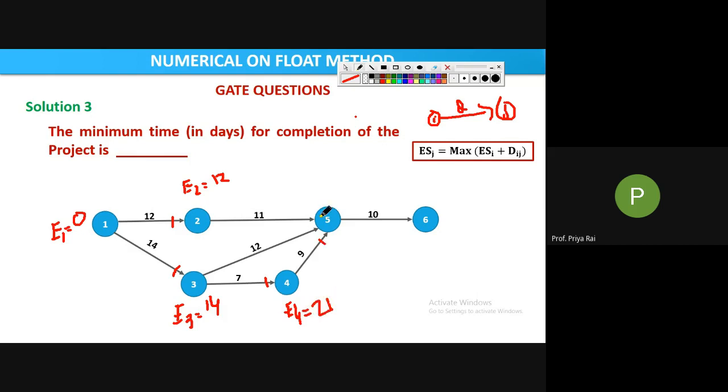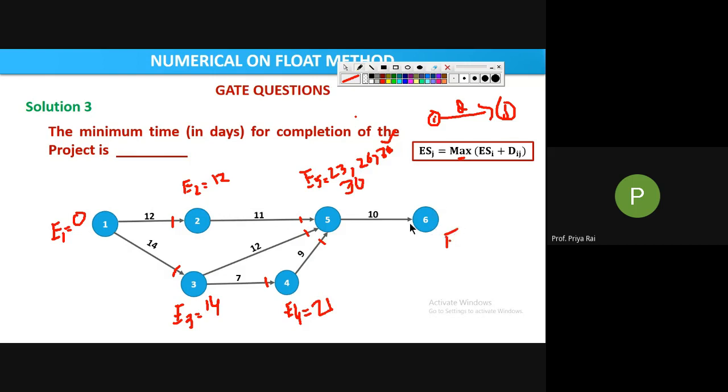Now we will go to E5. How many values will we get? 3, because 3 arrowheads. This arrow is coming from 2, so 12 plus 11, how much? 23. This arrow is coming from 3, so E3 plus 12, how much? 26. And this arrow coming from 4, so 21 plus 9, 30. So E5 will be the maximum, so 30.